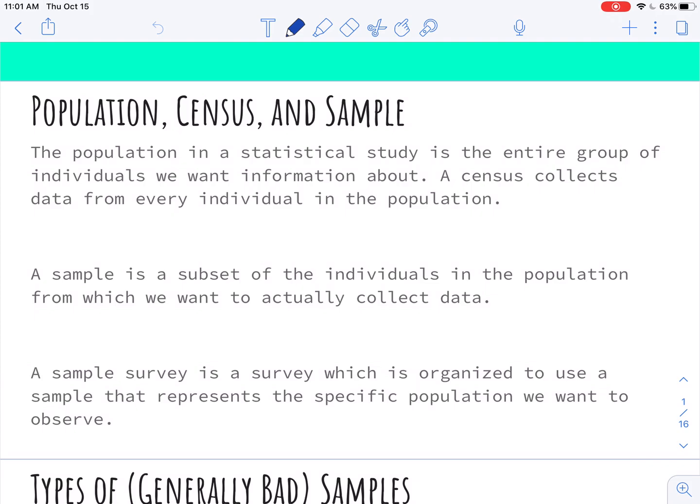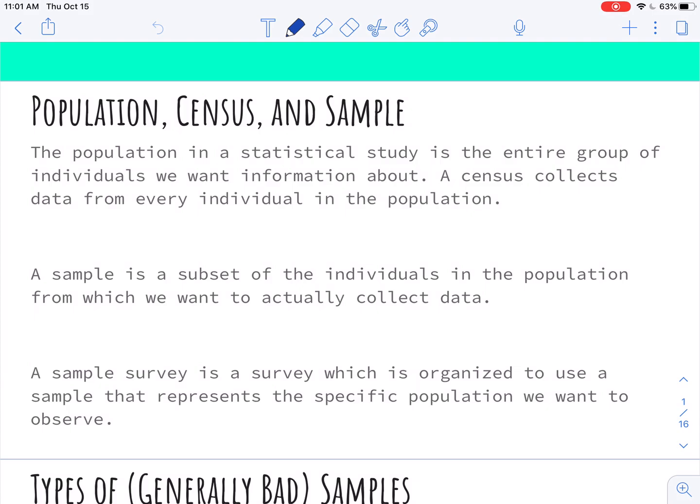You can have a state poll, which represents the population of voting age adults in the state, and then your sample is the people that you called within that state. So we can break this down on a national level, a state level. Populations can be big or small. It all depends on how we define what our population is. So when we're looking at the state poll of Wisconsin for the presidential election, our population is voting age adults in Wisconsin. Our sample is who they called, who they asked to get their polling data.